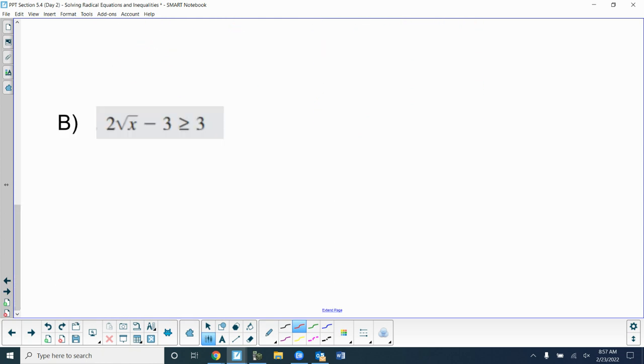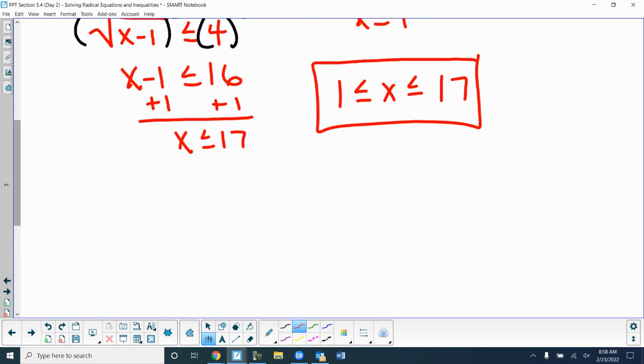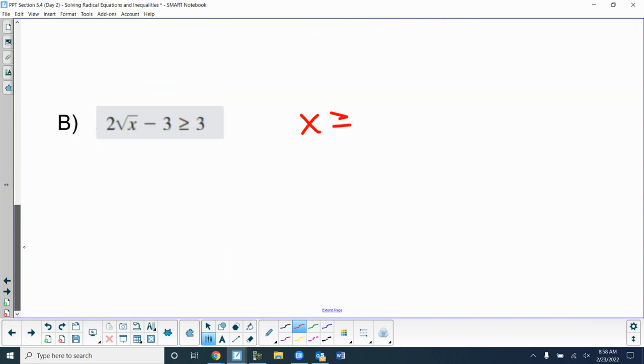So what do I have to do first for this one? Is this an even root? So x has got to be what? Greater than or equal to? What did we do for the one before? What did we do with the x minus 1? Greater than or equal to what? 0. Right? Whatever's under there, when it's an even root, square root, fourth root, sixth root, you have to say greater than or equal to 0. Okay?